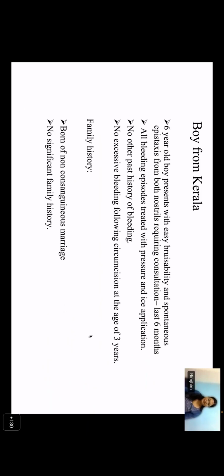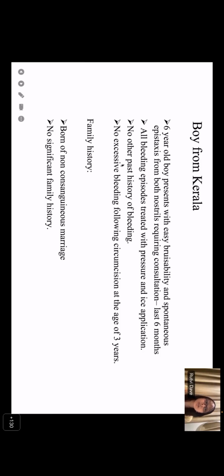This is a 6-year-old boy who presented with history of easy bruisability and spontaneous epistaxis from both the nostrils, requiring consultation for last 6 months. He's 6 years old. He's symptomatic for last 6 months. All the episodes were treated with pressure and ice application. No past history of bleeding.